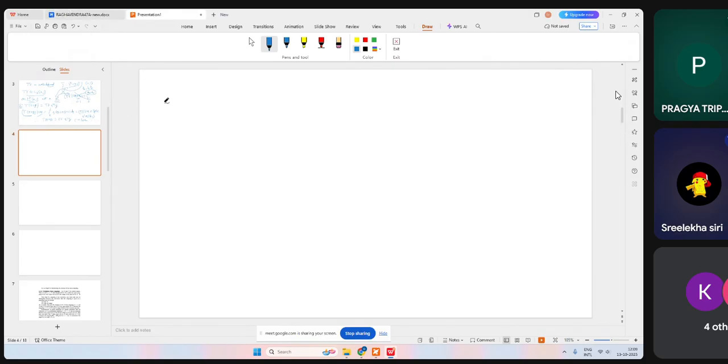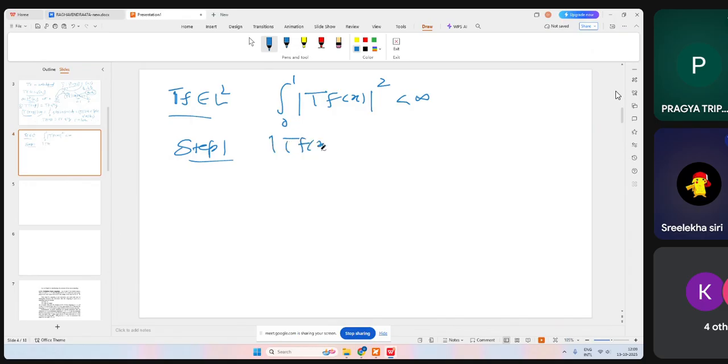This TF is in L2. That means what? You have to calculate the integral of mod TF at X squared from 0 to 1 and show it is finite. So calculate one after the other. Step 1: mod TF at X is less than or equal to the integral from 0 to X of mod S mod Fs ds, right?